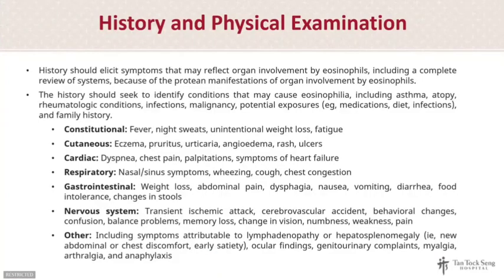So the first step is actually your history and physical examination, wherein your history should elicit symptoms that may reflect organ involvement by eosinophils, and that includes a complete review of systems. The history should seek to identify conditions that may cause your eosinophilia, including asthma, atopy, rheumatologic conditions, infections, malignancy, or potential exposures and family history as well.